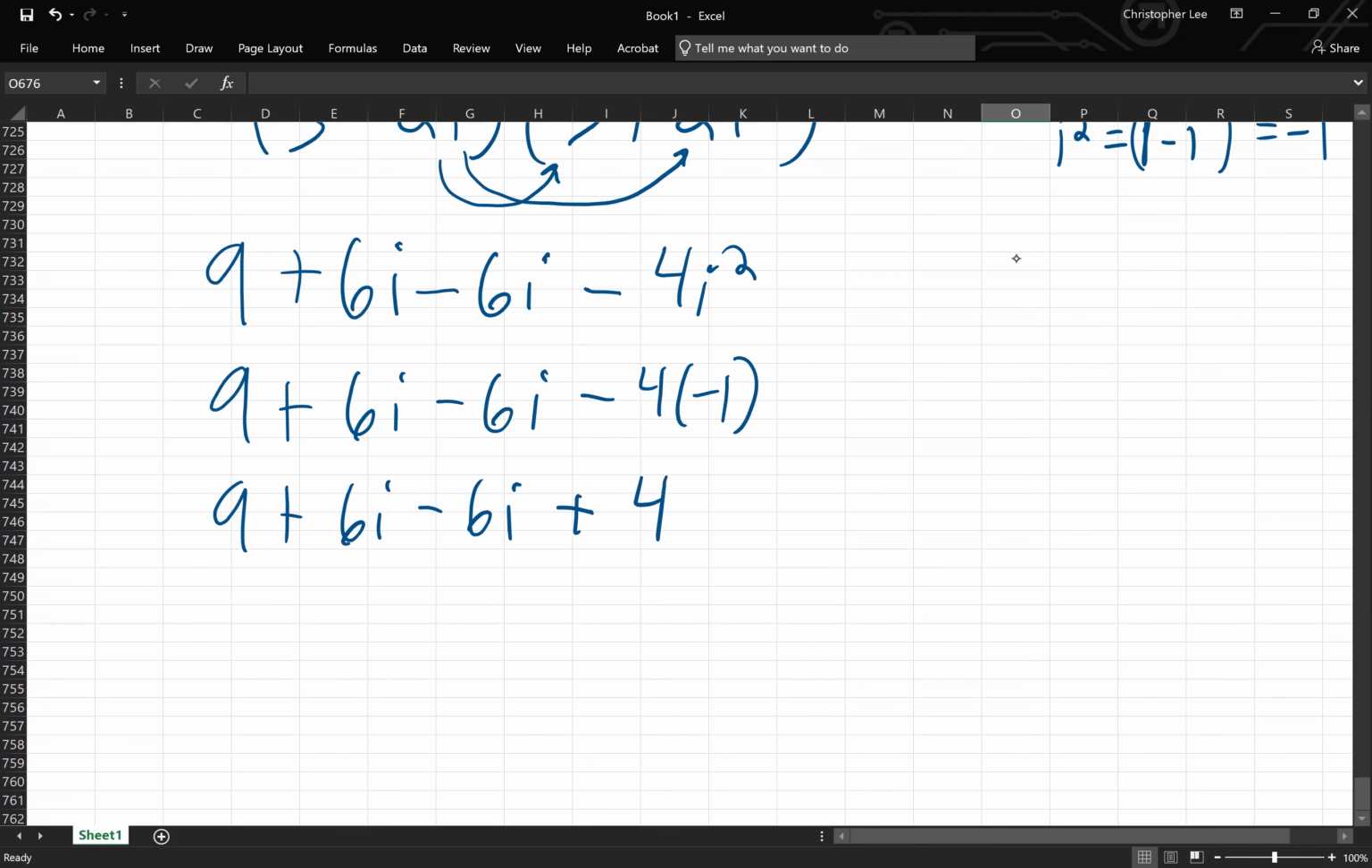Now you want to combine like terms, right? These two terms in the middle will cancel. 9 plus 4 is 13. And that's it. That's your answer. Okay, go ahead. It's just 13. Plain old 13.